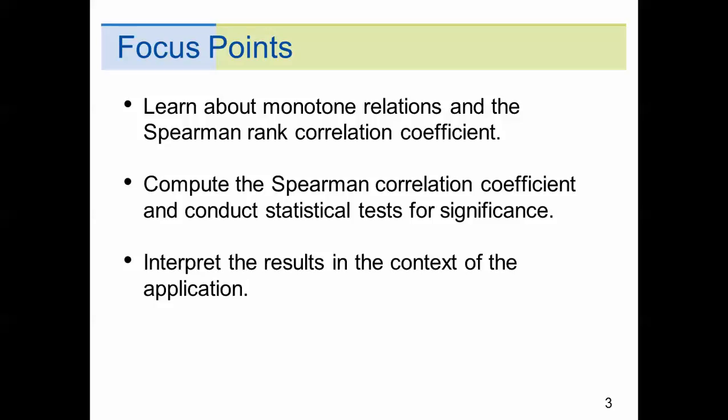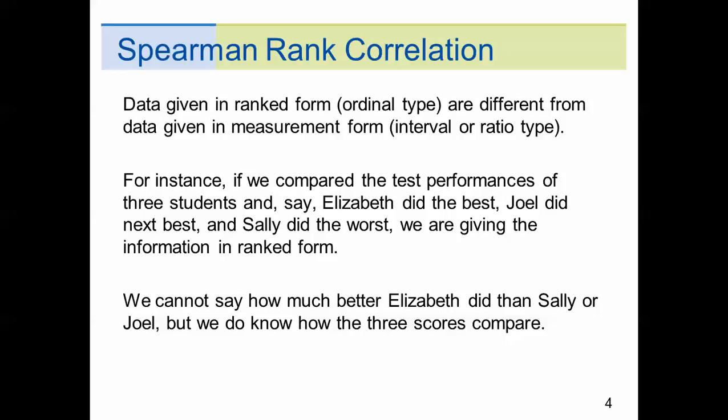So we're going to learn about monotone relations in the Spearman rank correlation coefficient, computing that Spearman correlation coefficient, and then we're going to conduct a statistical test for the significance and interpret the results in the context of the application. Data that is given in ranked form is ordinal type.